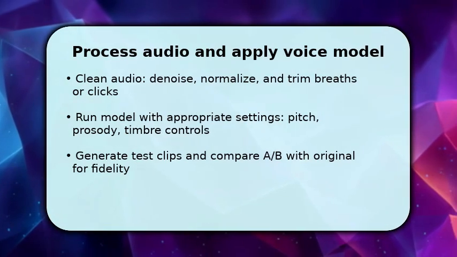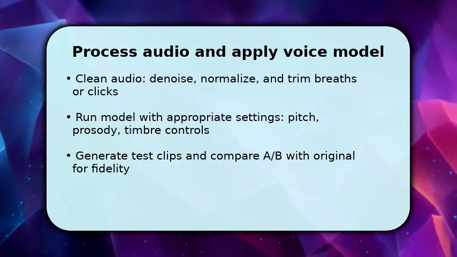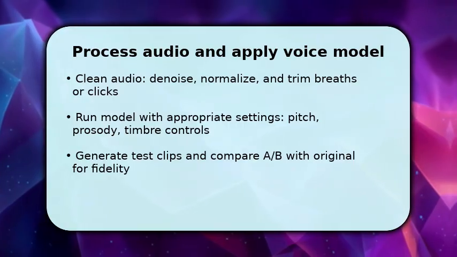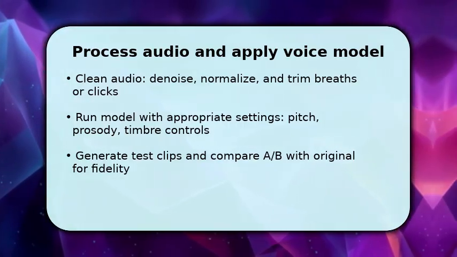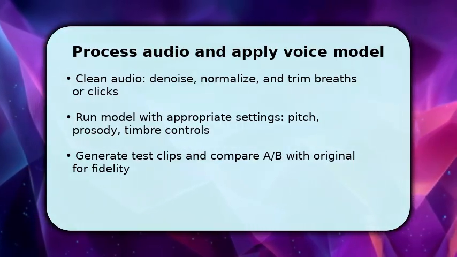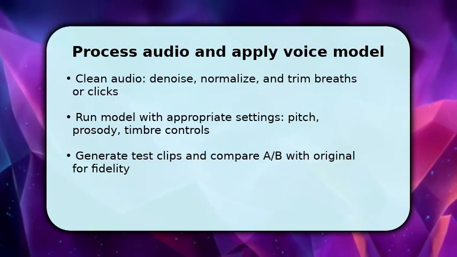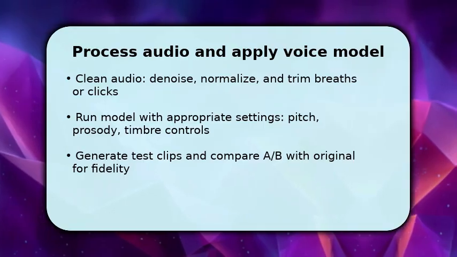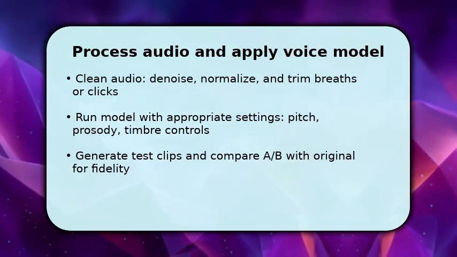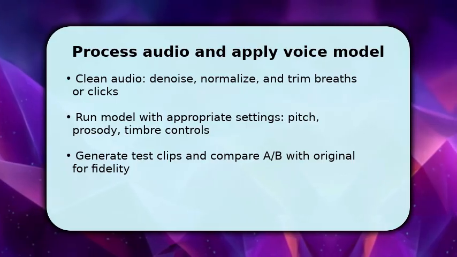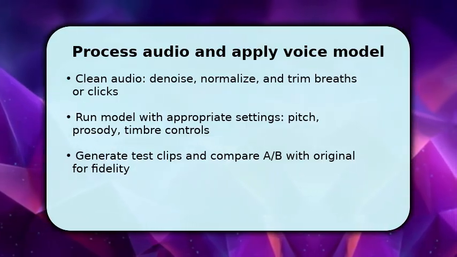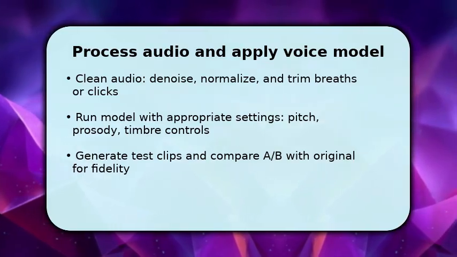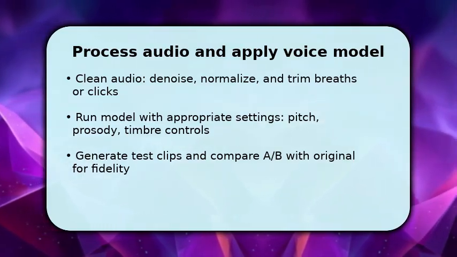Next, you clean the audio, denoise, remove clicks, and normalize levels so the AI focuses on voice content rather than noise. This improves synthesis quality. Then feed the cleaned audio into the chosen model and adjust controls like pitch, prosody, and timbre to sculpt the target voice. Once done, render short test clips and perform A/B comparisons with the original to evaluate naturalness and timing. If alignment drifts, revisit trimming and normalization before committing to the full render.